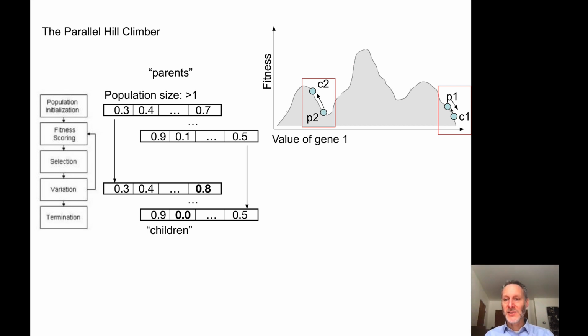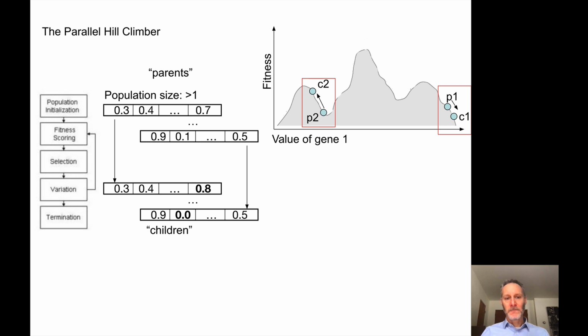I've picked the positions of P1 and P2 on purpose here to illustrate that this slightly more powerful evolutionary algorithm, the parallel hill climber, still can get stuck on local optima. P1 over here, and its offspring, are probably eventually going to climb, but then get stuck on this local optimum. P2 and its descendants are probably going to end up getting stuck on this local optimum. So better, but not perfect.